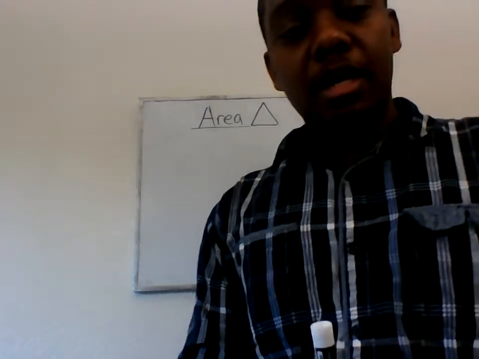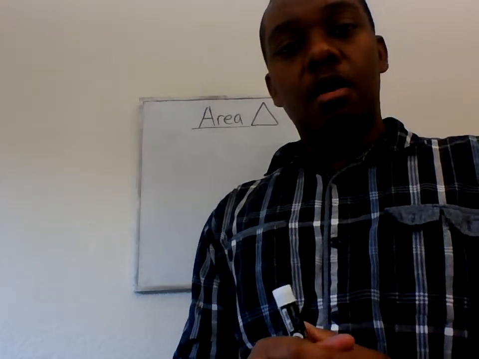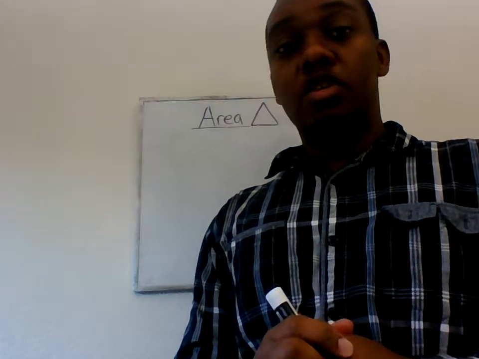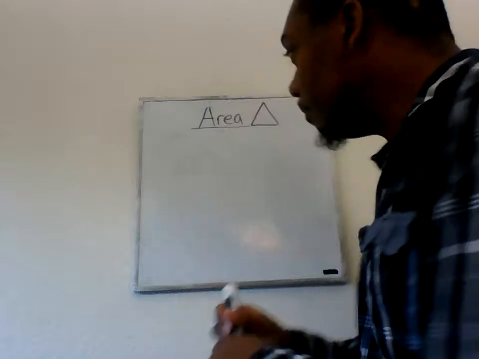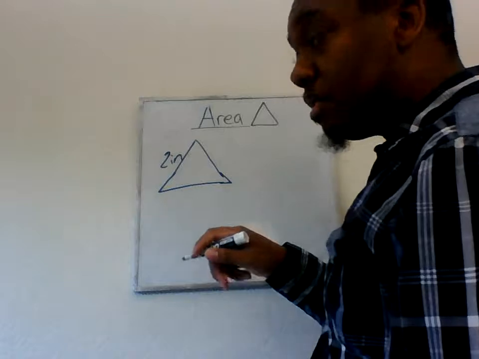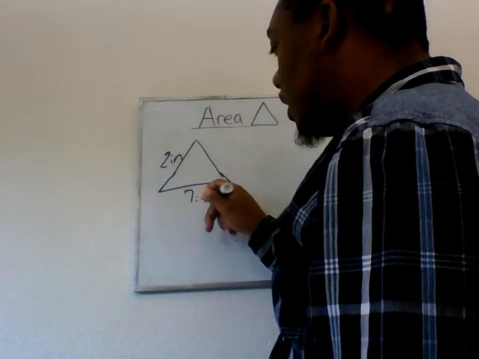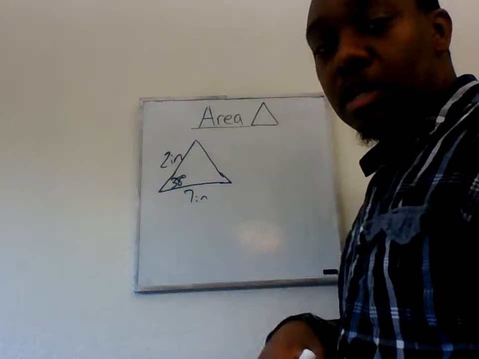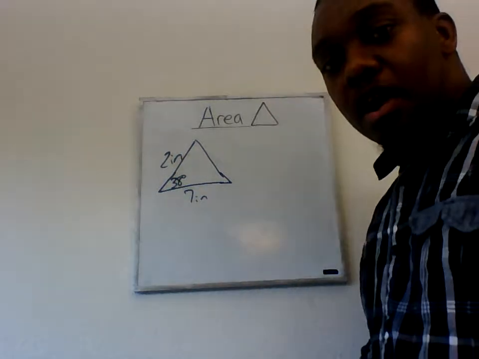Hi, so we're going to be looking at finding the area of a triangle, but in this instance, we're going to do so when given two sides and the angle between it. So, we'll start here. I'm given a triangle with side 2 inches and 7 inches, and the angle between it is going to be 38 degrees. Well, how would I find the area of this triangle?